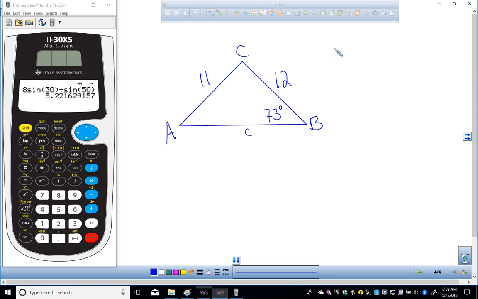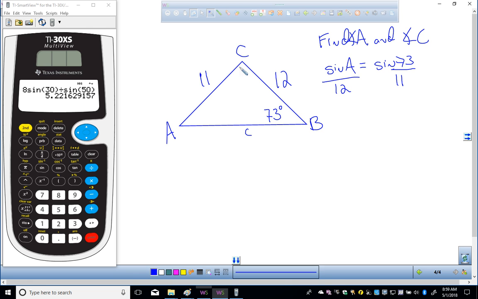Okay, so in this case, let's try to find angle A and angle C. So I would say that the sine of A, which I don't know, is to 12 as the sine of 73 is to 11. You can't say that the sine of C is to C, because then you'd have two variables, right? So we'll worry about C later.